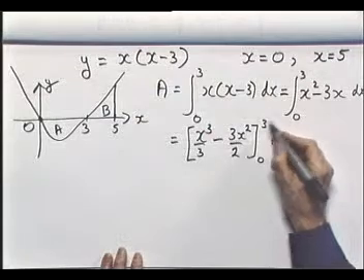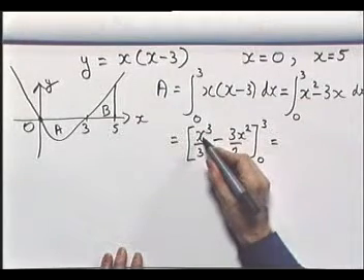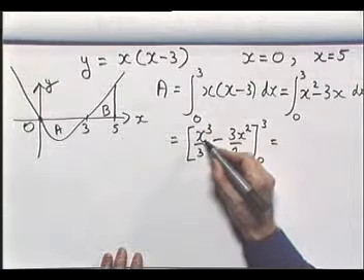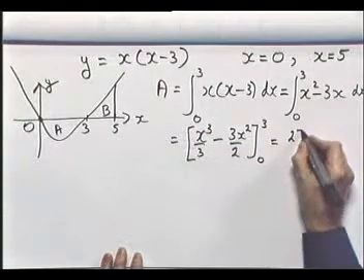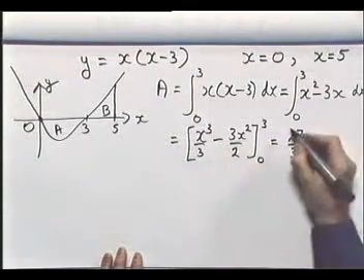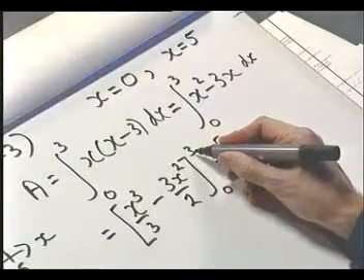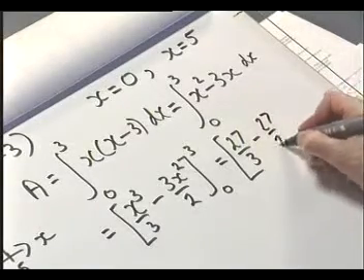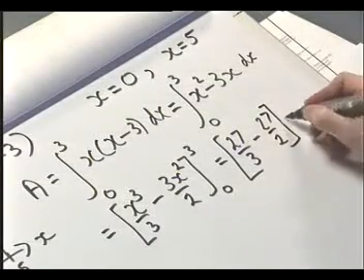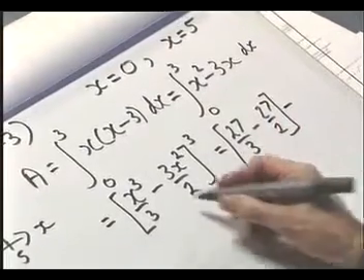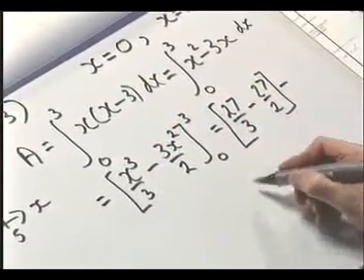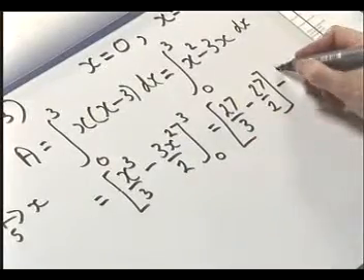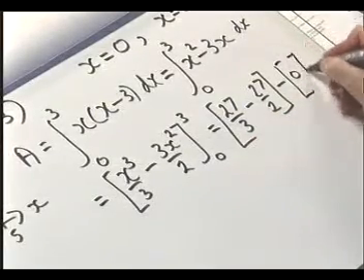Equals. We put the upper limit in first. X cubed. X is equal to 3, so this is 3 cubed. That's 27 over 3. Minus 3 times by x squared. And x is 3, so we have minus 3 times by 9 is 27 over 2. Minus, now we put the lower limit in, x cubed is 0 when x is 0, and x squared is 0 when x is 0. So that is minus 0.